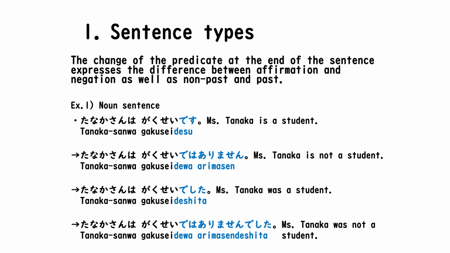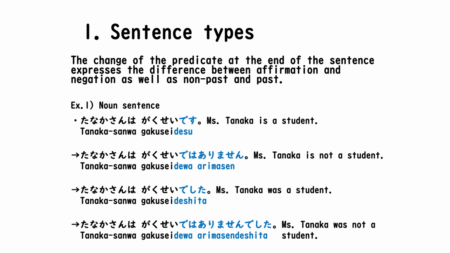Noun sentences, adjective sentences, and verb sentences can express differences between affirmation and negation as well as non-past and past by changing the form of the predicate at the end of the sentence. Here is an example using noun sentences. In the sentence, 田中さんは学生です means Tanaka is a student.